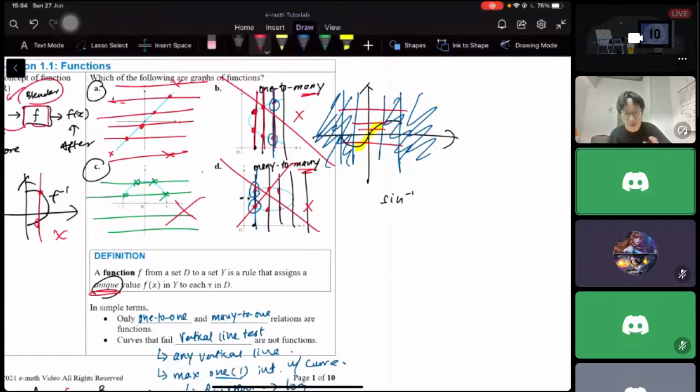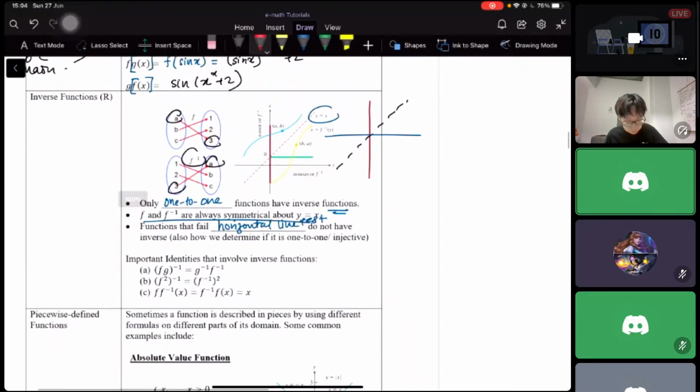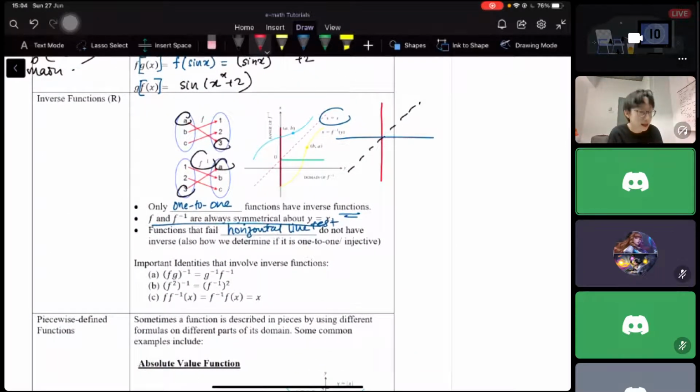Because when you go to chapter 1.3 or 1.5, I forgot which one, I think it's 1.4, you learn about trigonometric functions. You will learn about inverse trigonometric functions. Then you need to understand why they restrict the domain. And another thing I just forgot to mention: the domain of f is the range of f inverse. The range of f inverse is the domain of f.